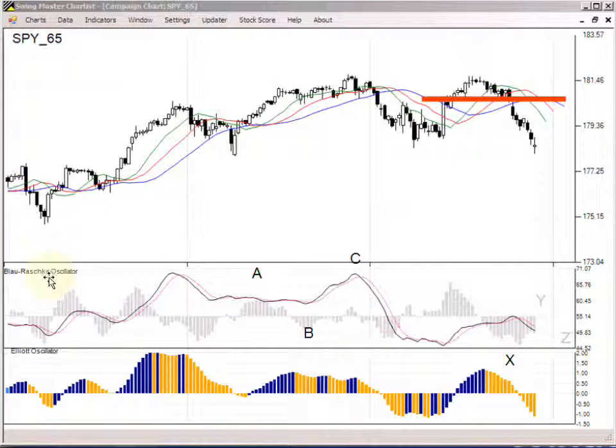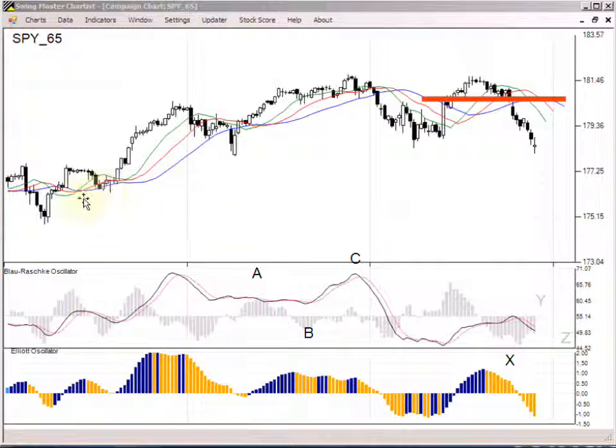The Blau-Raschke oscillator is a combination of a 310 momentum index that was introduced to me by Linda Raschke, and the Blau oscillator, an ergodic oscillator from William Blau's work. But right now I'm just going to demonstrate or illustrate the Raschke portion.